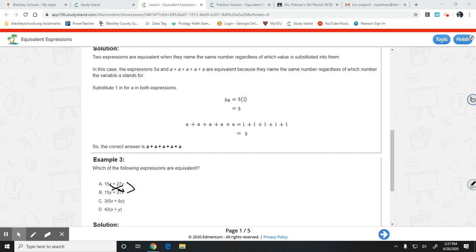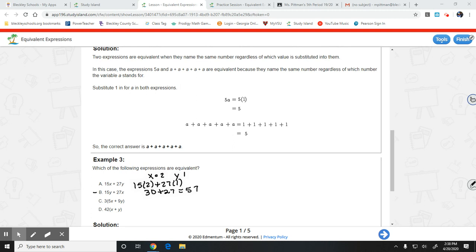We can't do that, because a trick here is to give those variables a value and plug it in. So let's say x equals 2 and y equals 1. Substitute x for 2 in 15x plus 27y: 15 times 2 is 30, plus 27 times 1 is 27, which gives me 57.